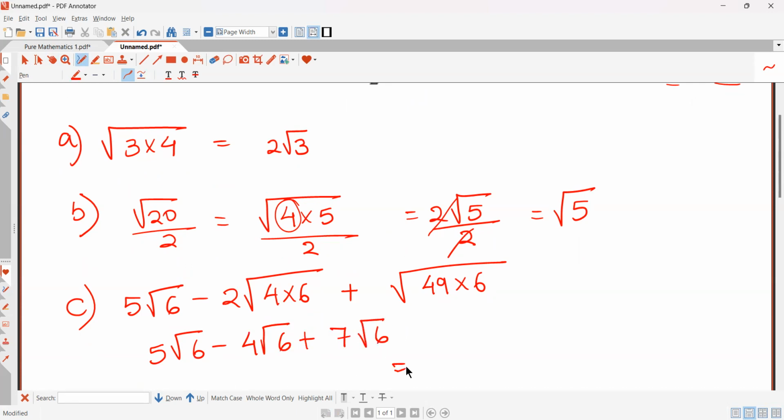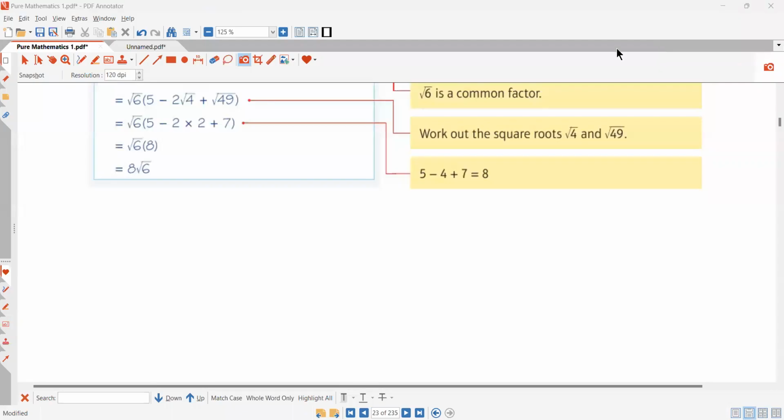Add this in your calculator. 5 minus 4 is 1. Right? 1 plus 7 is 8. 8 root 6 is your answer. You guys do this. I'll pause the recording.